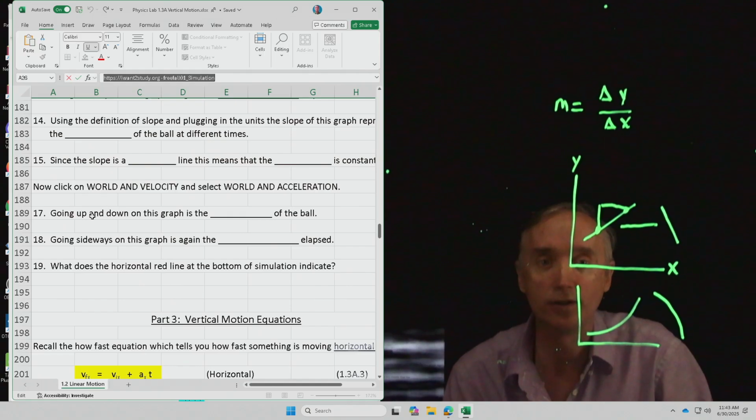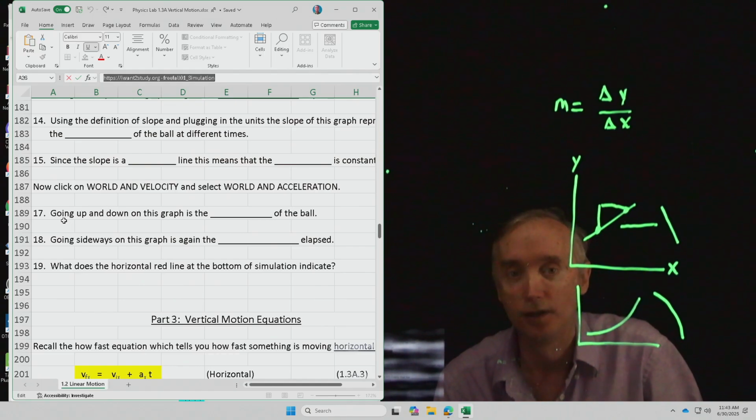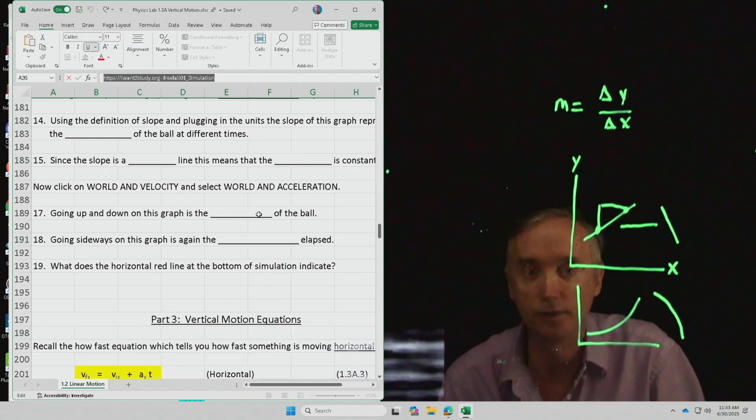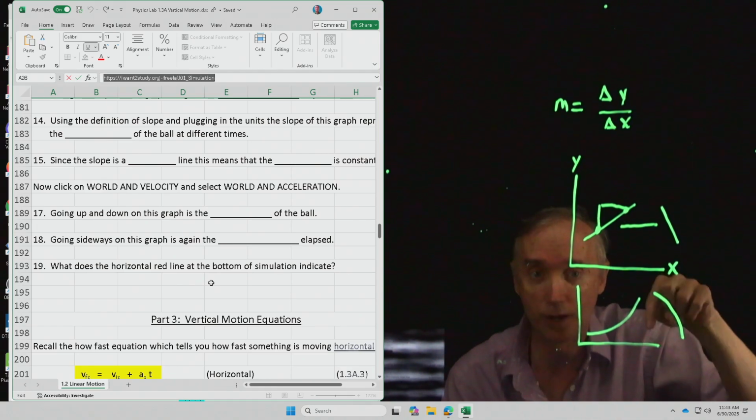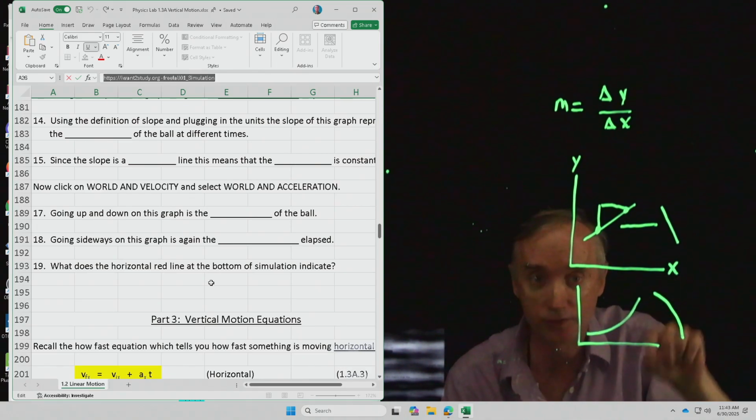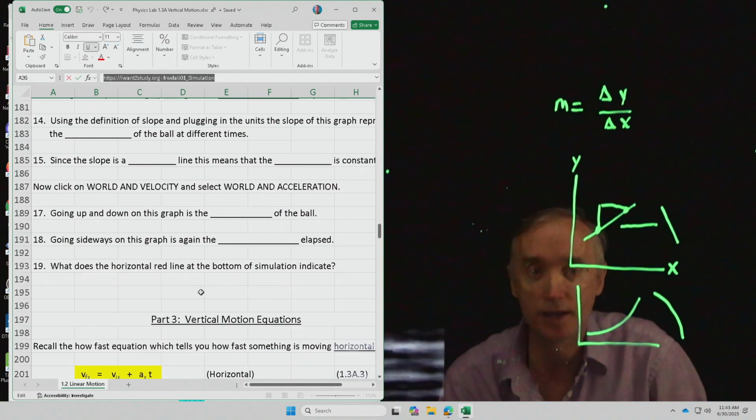And so now I'm not going to do it, so you get to do it. Going up and down on this graph is going to be the what of the ball, and then going sideways on this graph is the what, and then what does the horizontal red line at the bottom of the simulation indicate? So it's way down there at the bottom. You'll see a red line that is horizontal, and then what is that trying to tell you?